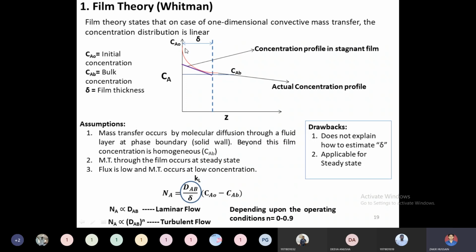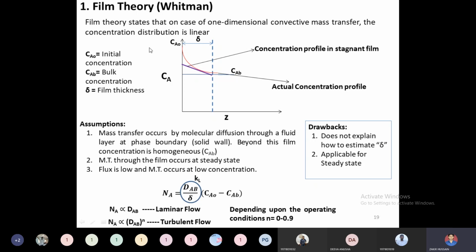If the film is varying, then the concentration profile will follow this curvature. After the film, the concentration profile will be the same as the bulk concentration of NH3. You can see the notations here: Ca0 is the initial concentration. When we consider A as NH3, we can say it is the NH3 initial concentration. Then CAB is the bulk concentration of ammonia. Delta is the film thickness.